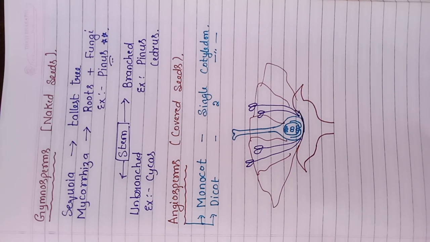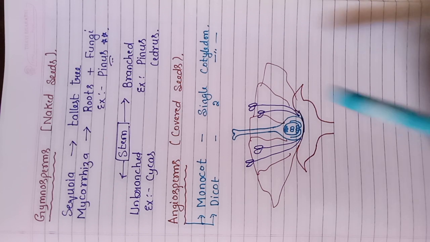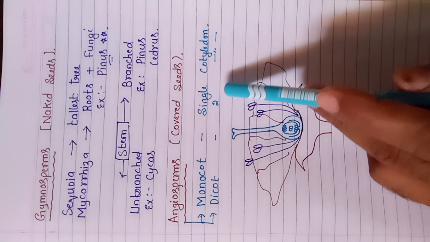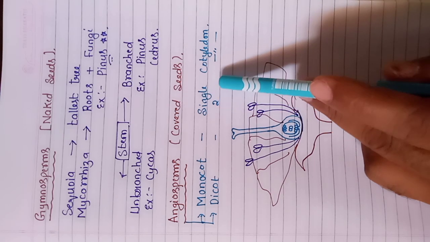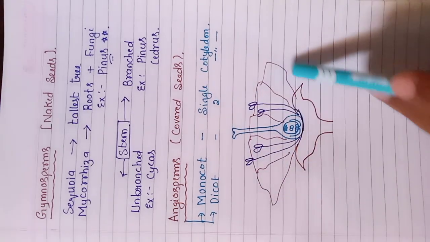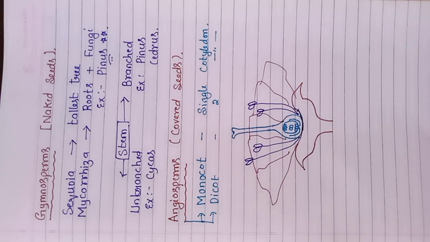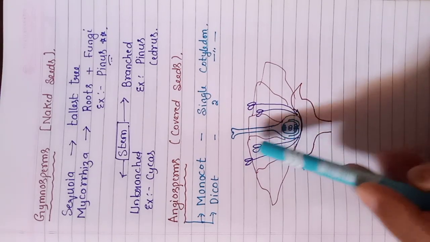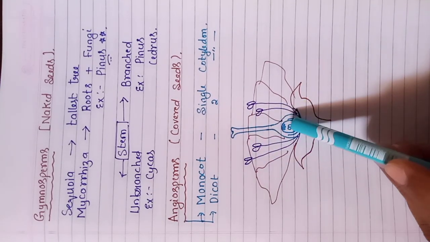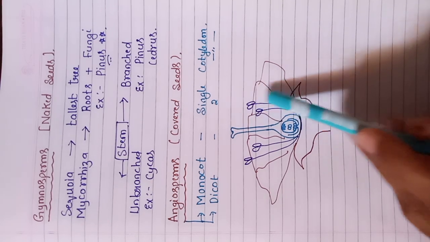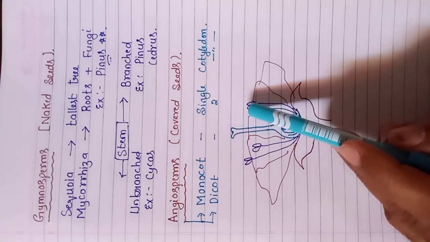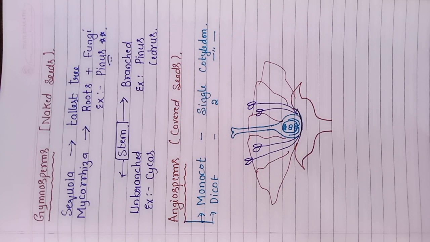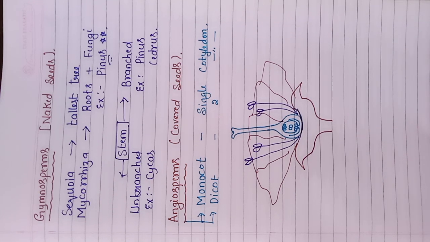The most evolved and dominant plants are angiosperms. Here the seeds are covered in the fruit. They may be monocot, having a single cotyledon, or dicot, having two cotyledons. This is the structure of a flower, because angiosperms are flowering plants. The female part is called the pistil or carpel, having stigma, style and ovary. The male part is the androecium, whose units are stamens made up of anther and filament. We are going to learn about this in 12th CBSE, sexual reproduction in flowering plants.